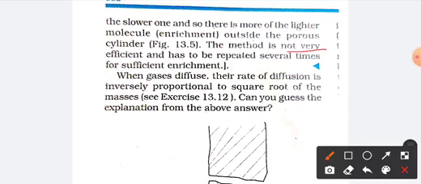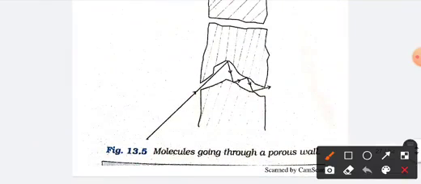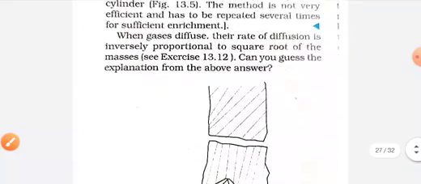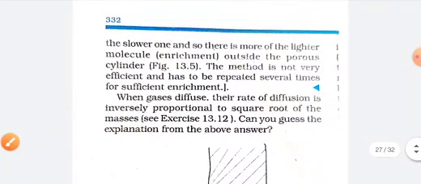The method is not very efficient and has to be repeated several times for sufficient enrichment, because some of the U-238 molecules will also mix with them. So we have to repeat this process again and again. Okay.